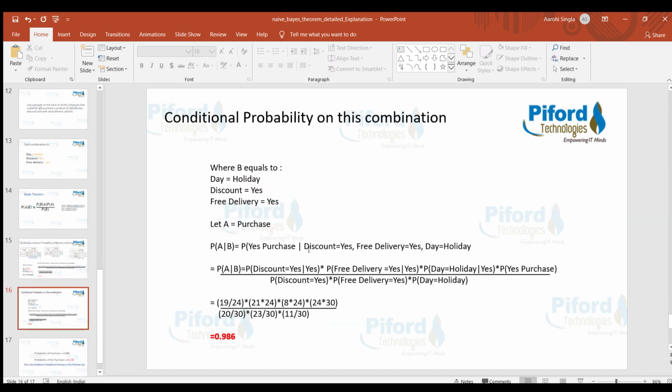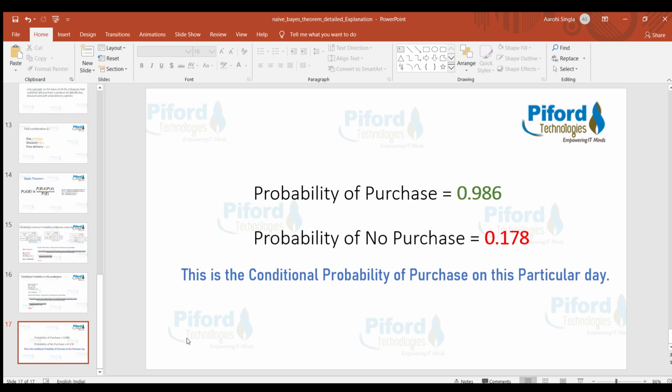Now let's solve the same equation for A equal to yes. Over here we were talking about no purchase, but here I'm talking about purchase, meaning what is the probability that a person will purchase on a holiday when the free delivery option is available and discount is also there? When I solve this, the output I'm getting is 98%. That simply means the probability of purchase is 98% and the probability of no purchase is 17%. So this is the conditional probability of purchase on this particular day. This is how you can use the Bayesian theorem. Thank you.